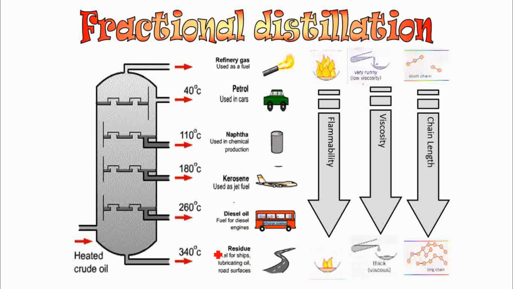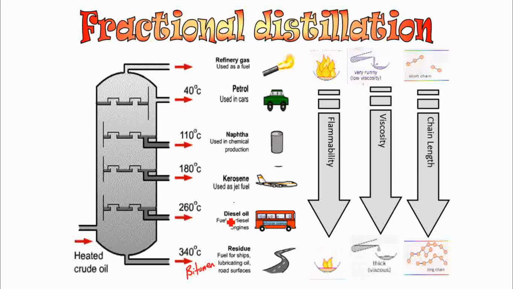So for example, the residue which comes off at the bottom, which is referred to as bitumen, okay, that's used for making roads, lubricating oil. Then above that you have your diesel oil, which is used for diesel engines such as your trucks, your lorries, your buses. And then above that you now have your kerosene oil, which is used as jet fuel. Above that you then have naphtha, which is used to make different chemicals. Then you have your petrol, okay, which, as you know, is used in cars, and then you have refinery gas, which is used as fuel.